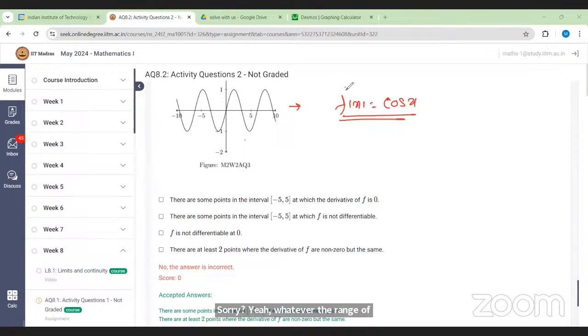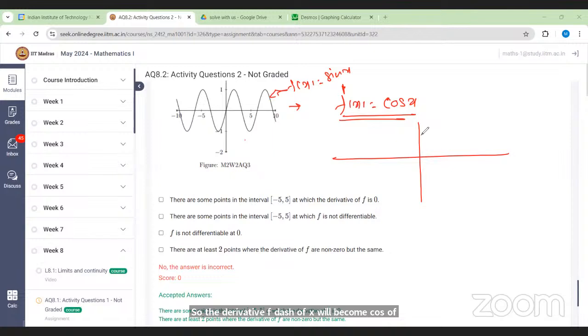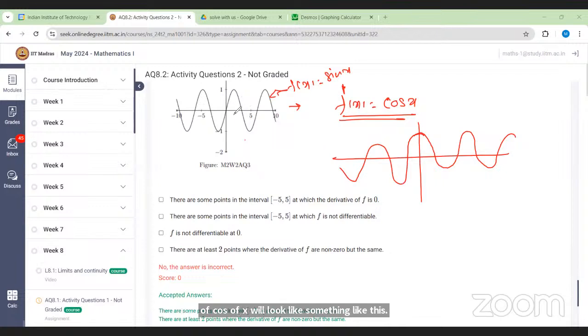So this is f(x) equals sin x. The derivative f'(x) will become cos x. But cos x is again an oscillating function. So the graph of cos x will look something like this. So just shift this function over this particular interval, shift it over by pi by 2, right? Then you will get the cos function.